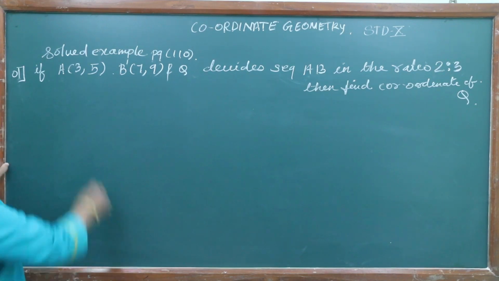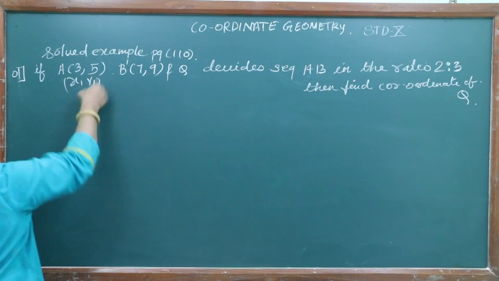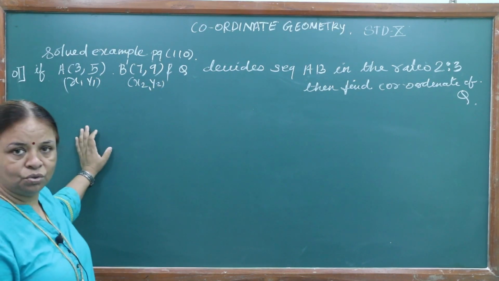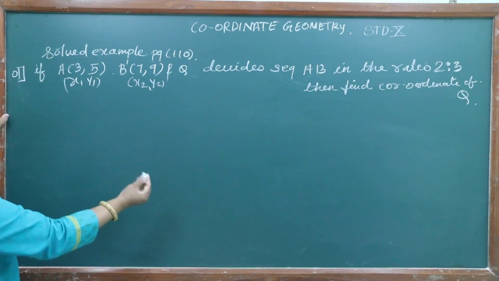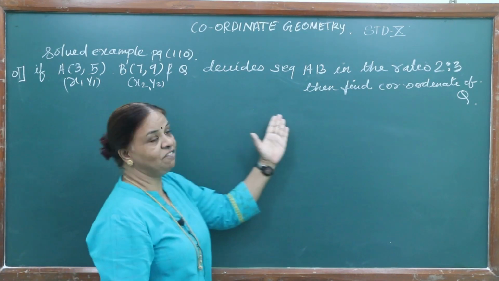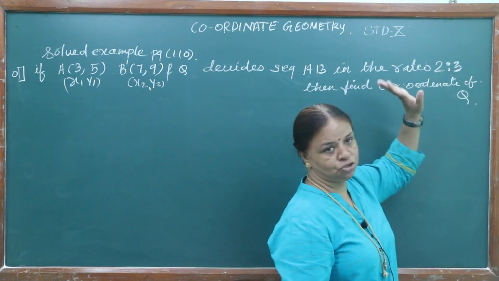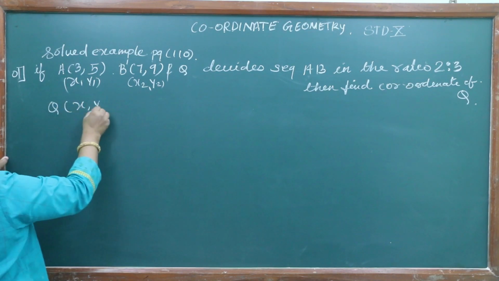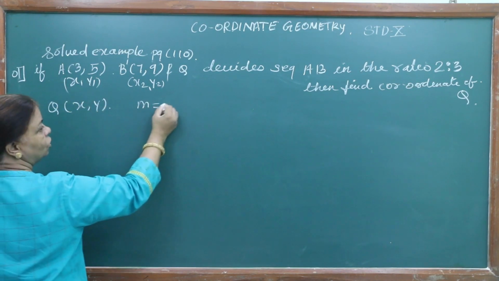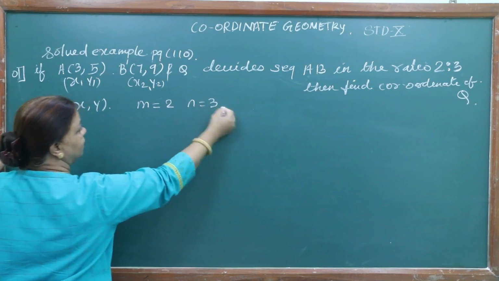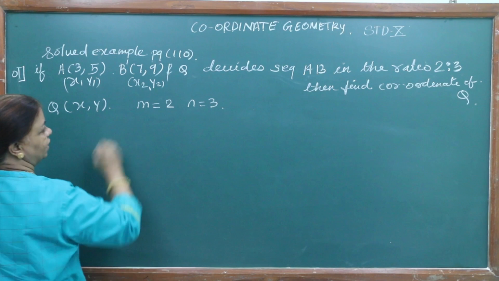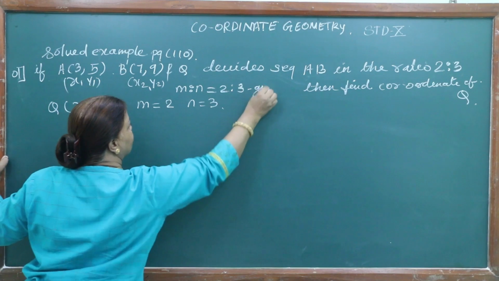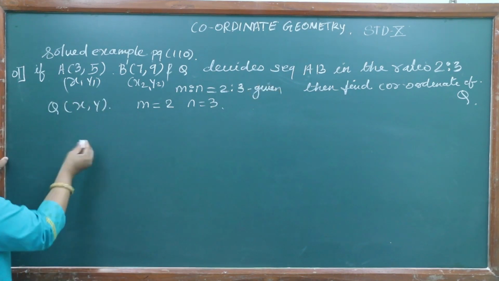So let us see, children, this is x1 and y1 and this will be x2 and y2. What are we going to use here? We are going to use the section formula to find the coordinates of the point which divides the line in the given ratio. So here Q will have the coordinates x comma y. m is equal to 2 and n is equal to 3 because m is to n is 2:3. This is given.